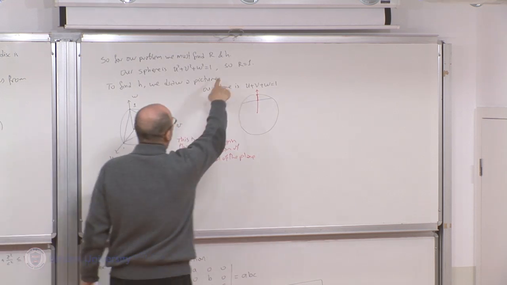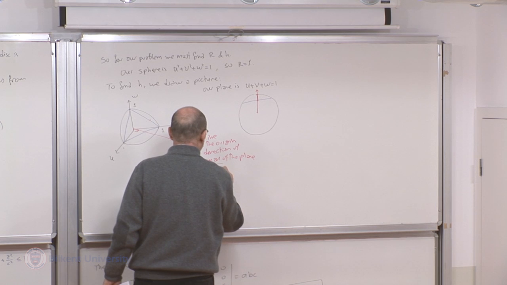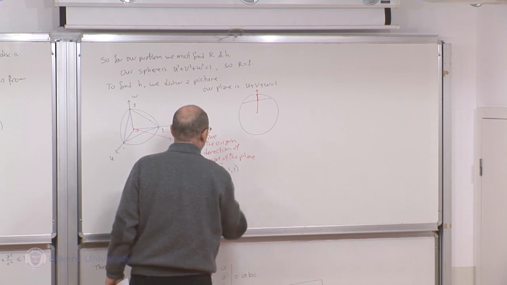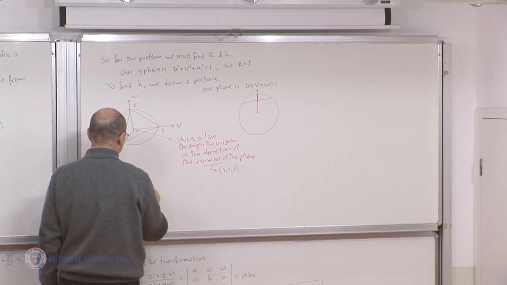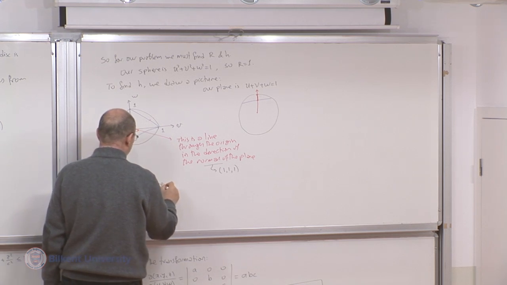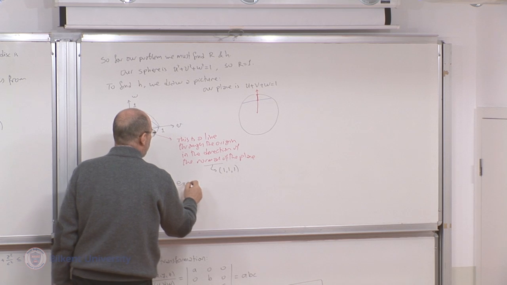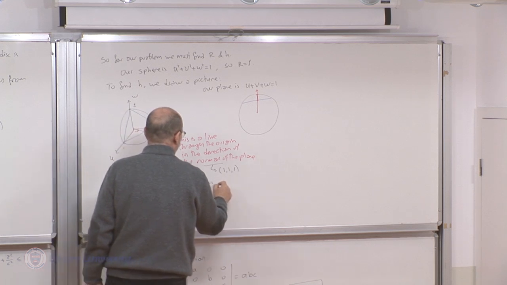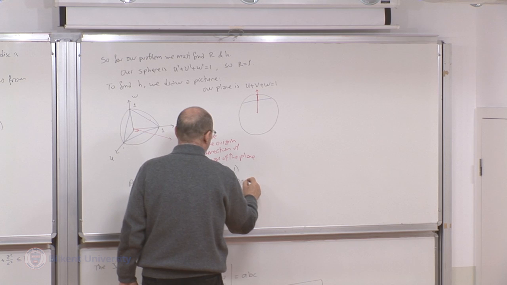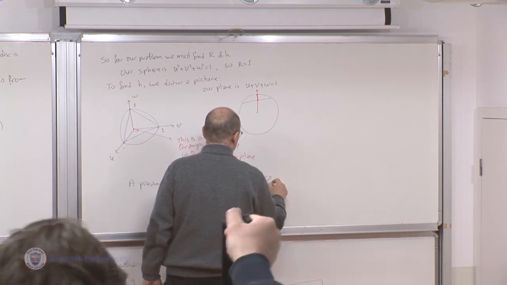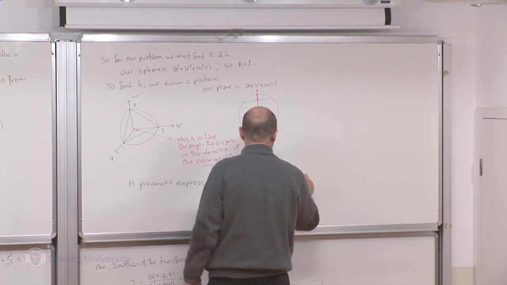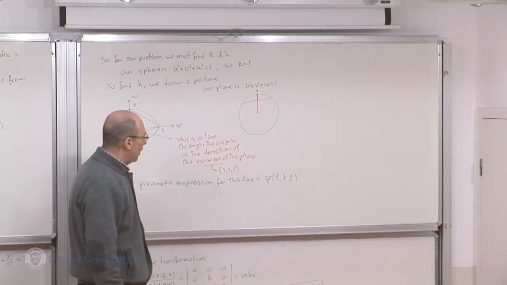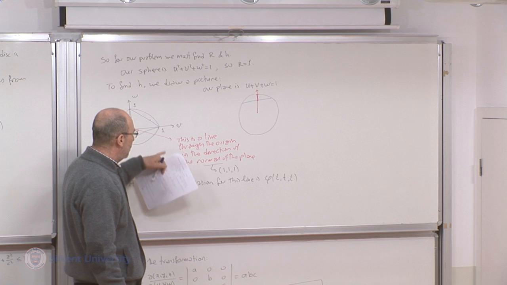The normal of the plane we can read immediately from here. The normal of the plane is (1, 1, 1). So a parametric expression for this line is phi of t equals (t, t, t), right? When t is equal to 0, we are at the origin.